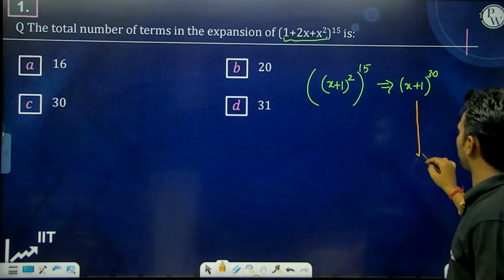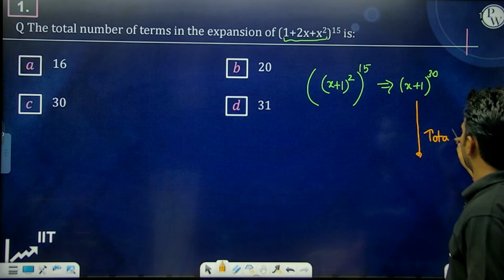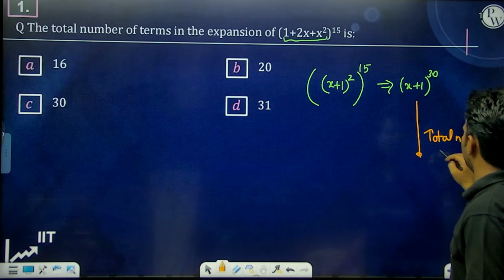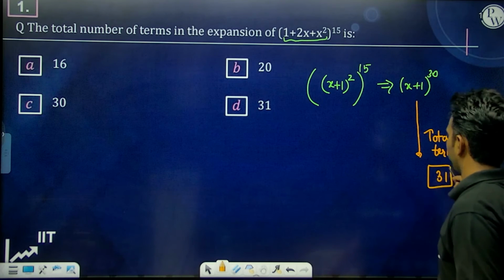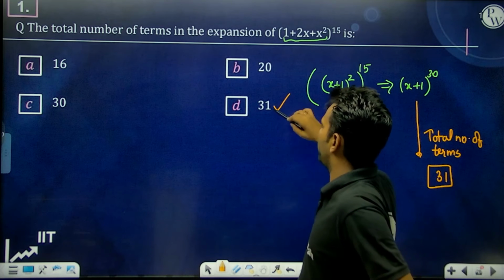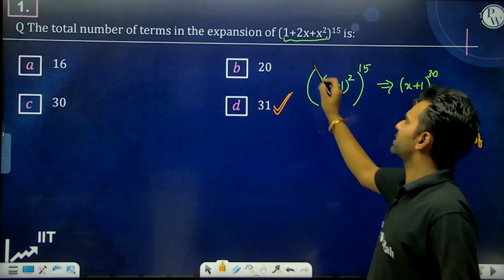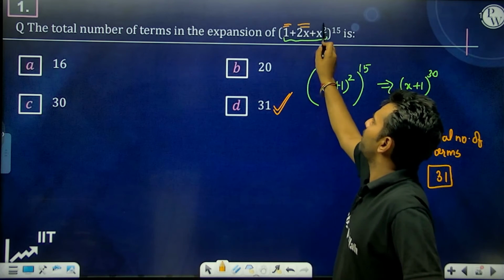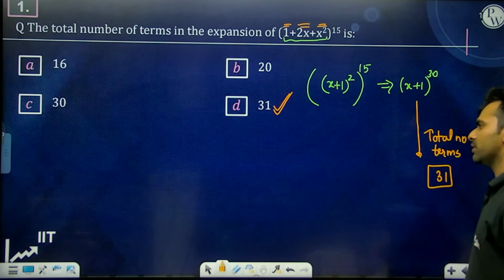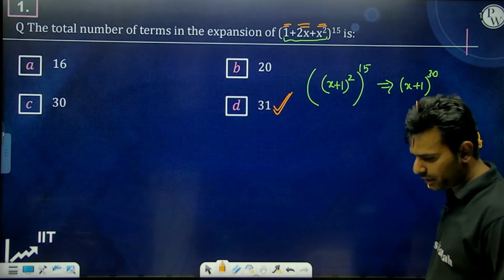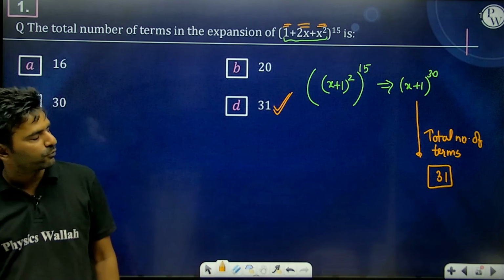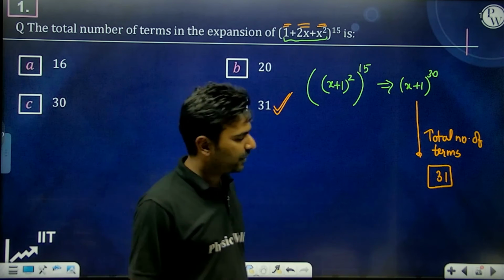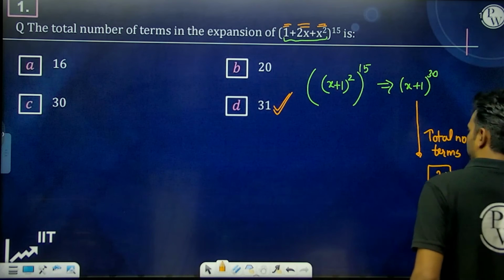So in this, how many total terms will there be? The total number of terms will be equal to nothing but 31. So your answer is going to be D for Delhi. So what am I telling? These terms are dependent on each other. So don't apply the multinomial theorem over here, because if you apply it, you're going to get the wrong answer, because the terms will get clubbed over here as well. If it would have been x, y and z, then you would have applied the multinomial theorem.